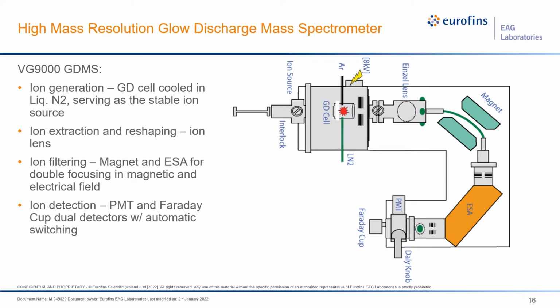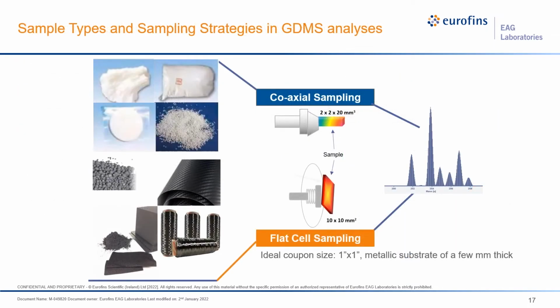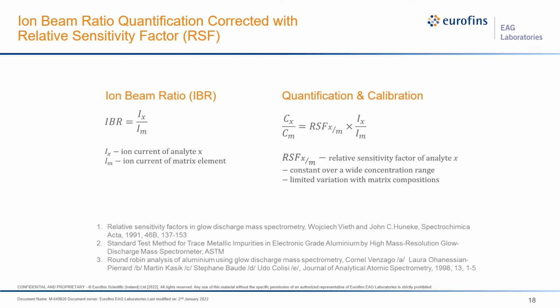GDMS is able to handle versatile sample forms of solids, including powders and ingots. The sampling process utilizes pin or flat cell geometry. If it's a pin, it is 2 by 2 by 20 millimeters. If it's a flat cell, we ideally want a sample size of at least 10 by 10. And for ceramic coupons, we ideally want this size with a metallic substrate a few millimeters thick. So that covers the sampling diversity and the requirements.